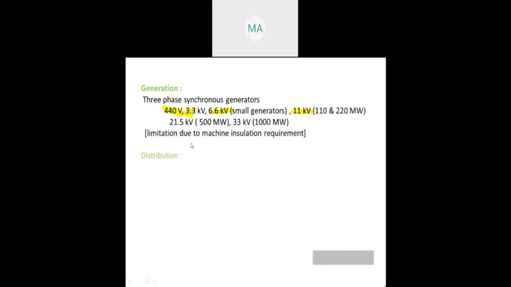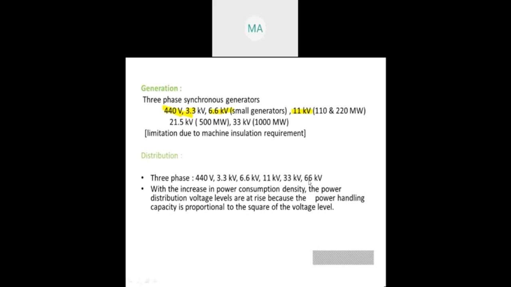Coming to distribution, here also we have three phase. In distribution we also have 440 volts, and 3.3 kV, 6.6 kV, 11 kV, 33 kV and 66 kV. If the power consumption increases, the power distribution voltage will also rise. We use this daily.